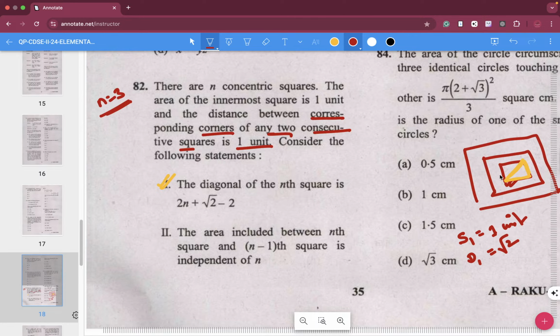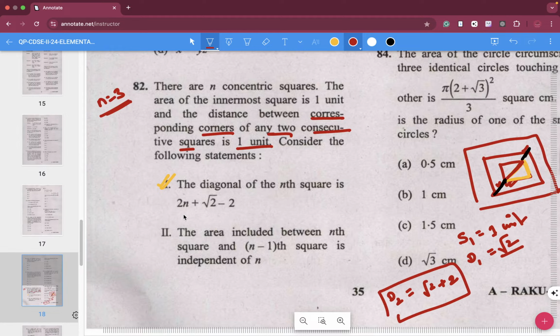Obviously, this was the question that you were supposed to skip in the examination hall, but since we are studying over here, we should study. So what it is saying is that the distance between the corners is 1 unit. So obviously the length of the diagonal for the second square will be root 2 plus this value and this value plus 2. This is the value of d2.